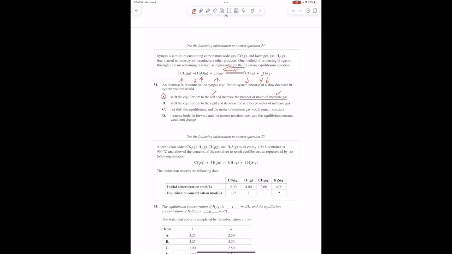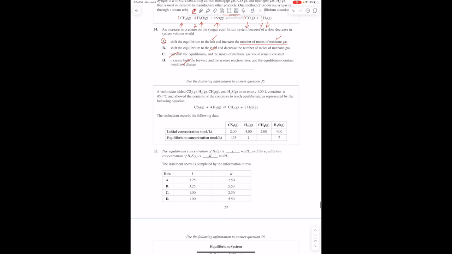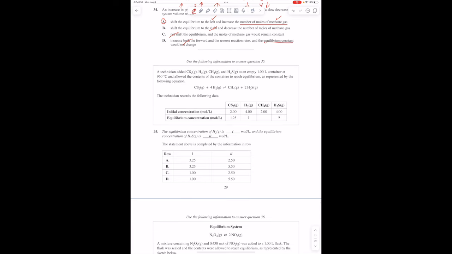Shift the equilibrium to the right? No. Not shift? No. Increase both the forward and the reverse reaction rates. Increase both. It goes both forwards and backwards. Would not change. No. Now, you would think that that's okay, but it can't have both. You can't have your cake and eat it too, right? This part's okay.